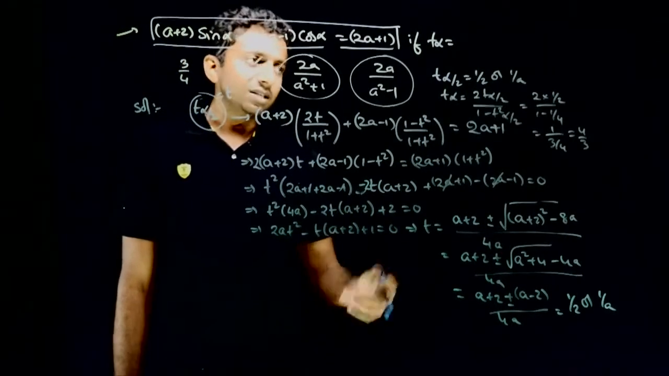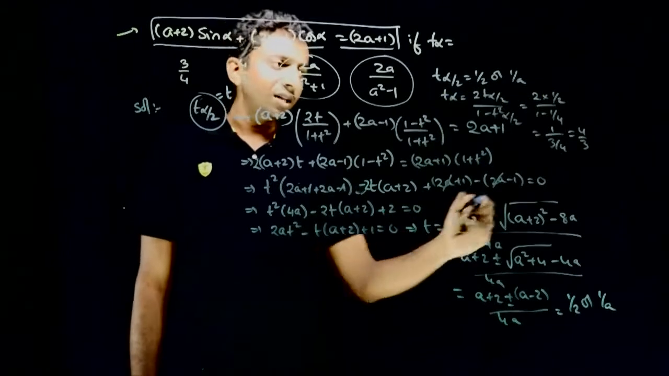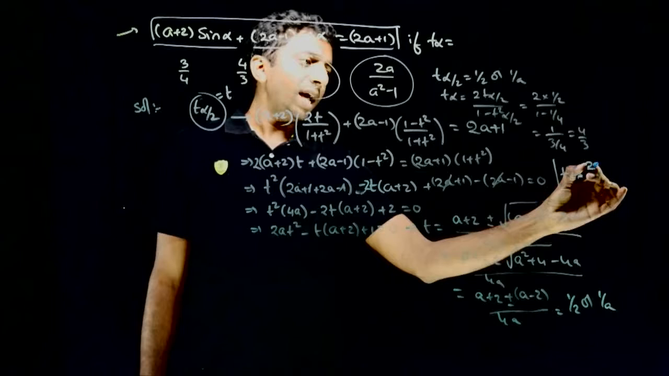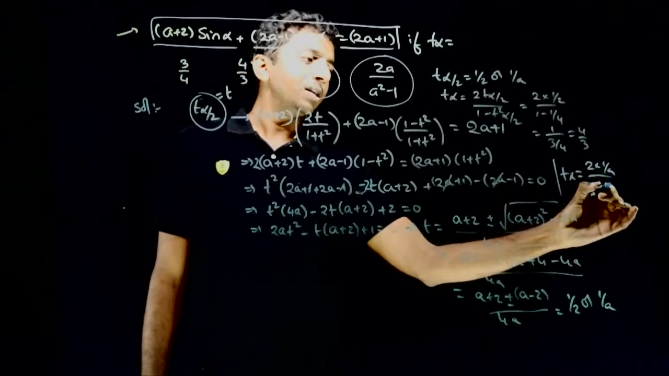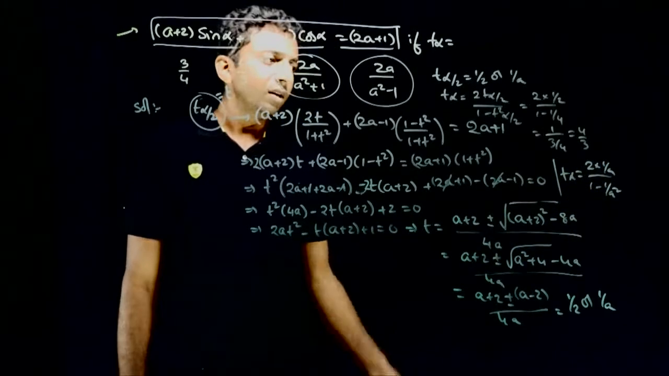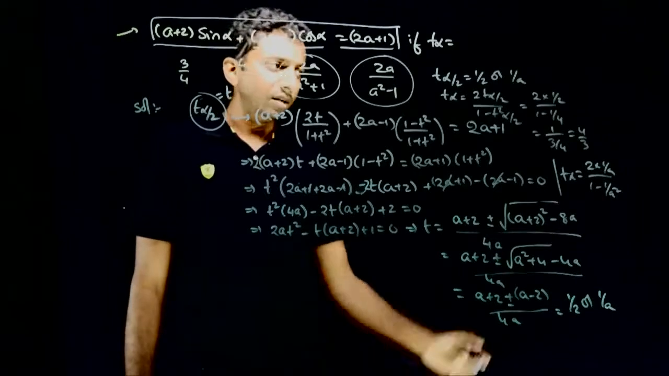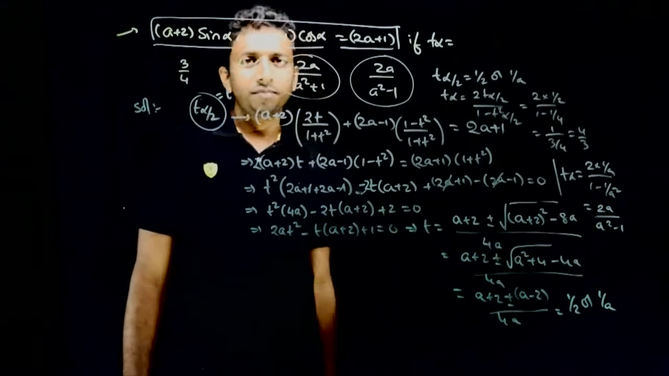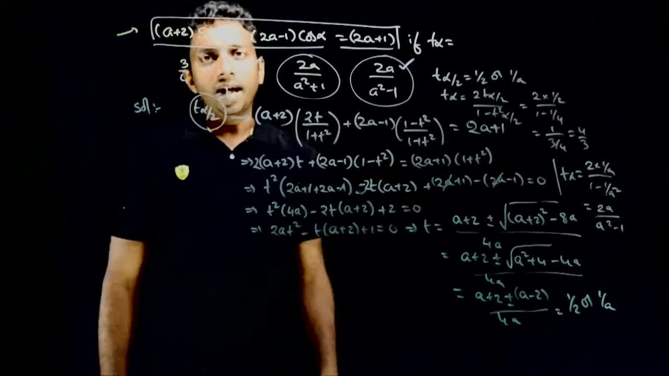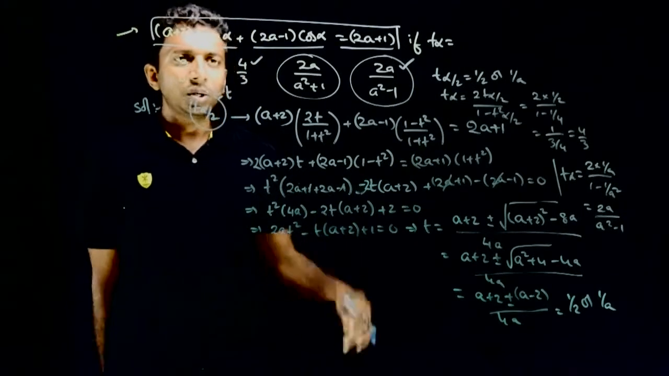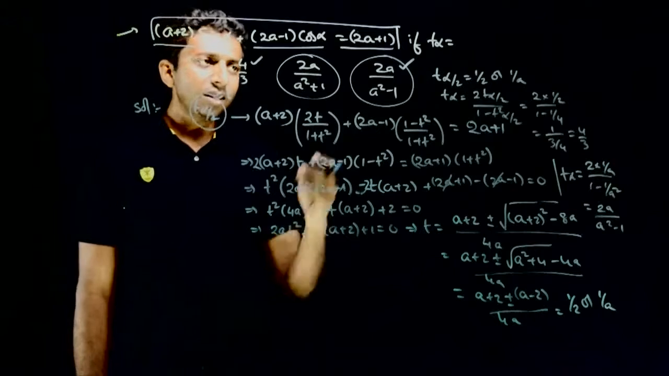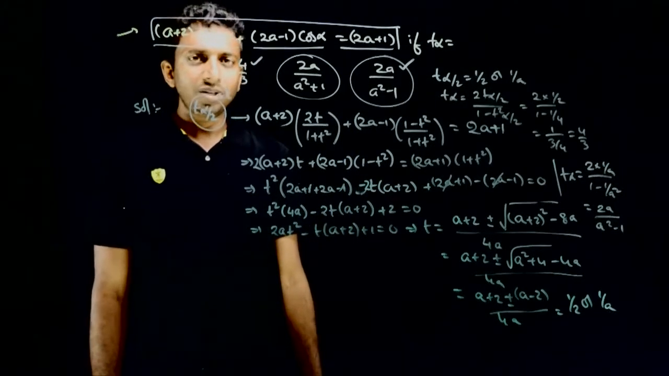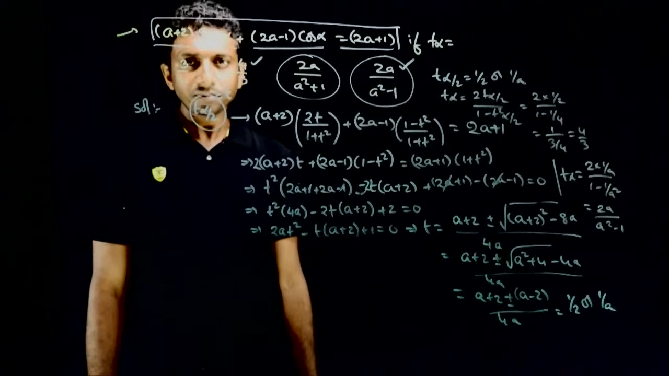And the second option is, if tan(α/2) is 1/a, then tan α is equal to 2 times (1/a) by 1 − 1/a², using 2 tan θ / (1 − tan²θ). Taking the LCM, what will come? 2a / (a² − 1). So you have this option also. So tan α can be either 4/3 or 2a/(a²−1). So these are the two right options. Thank you.